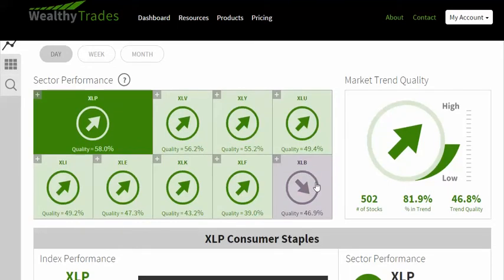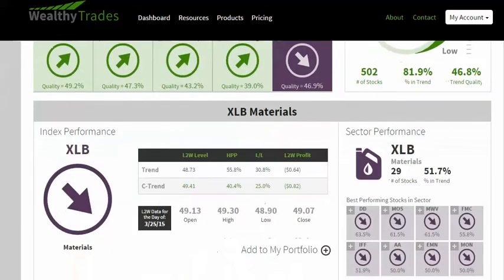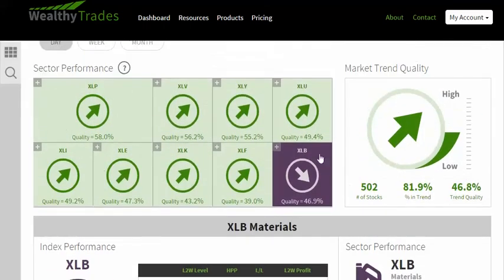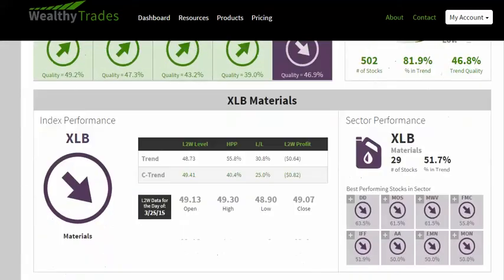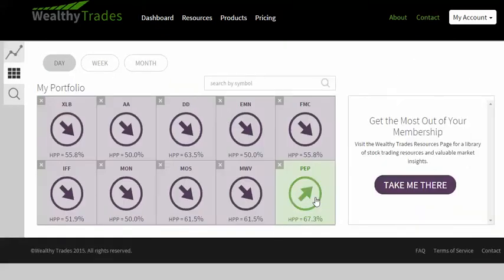And the way we pair it with the short position is we find the sector that's trading in a downtrend. And there's only one sector that's trading in an aggregate downtrend, and that's the materials sector. So what I'm going to do is bring the materials sector over to my portfolio by hitting the plus sign, and I'm going to bring the 8 best stocks within the materials sector over into my portfolio. I'm going to find the best stock to pair this with. We know we're going to go long PEP, and we want to pair that with a short position.